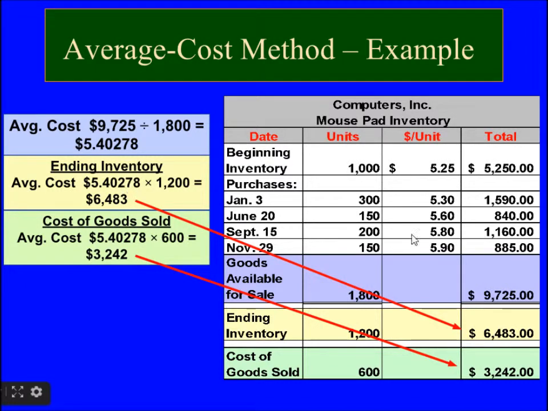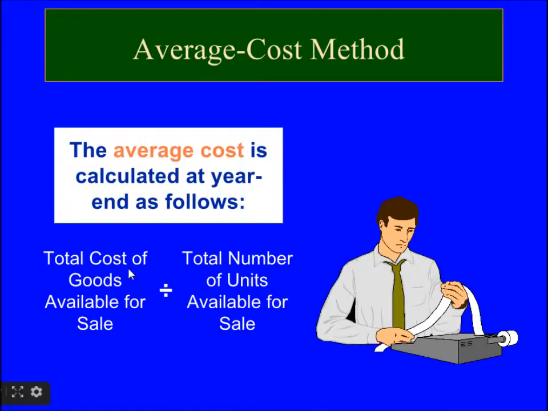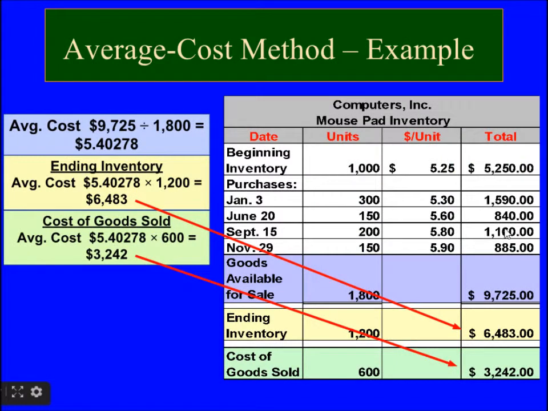So average cost is like the average of all these dollar prices. By calculating the average, we use this formula: total cost of goods available for sale divided by total units. Add the total, divided by the total number of units, will give you this value. And then for the ending inventory, we have the number of units, we multiply by the average cost, and whatever value we get is the average cost of the ending inventory.